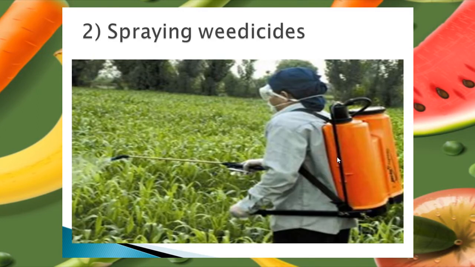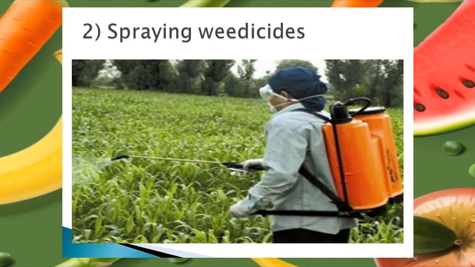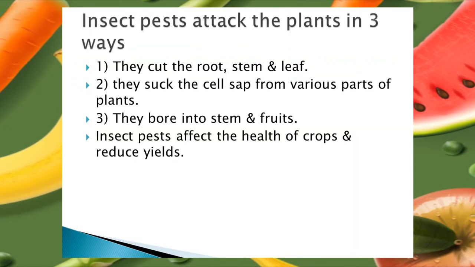Then another way of controlling the weeds is spraying of weedicides. What are weedicides? These are the chemicals which kill the weeds. So when weedicides are sprayed on the crop field, only weeds get killed. It doesn't affect the crop plants.